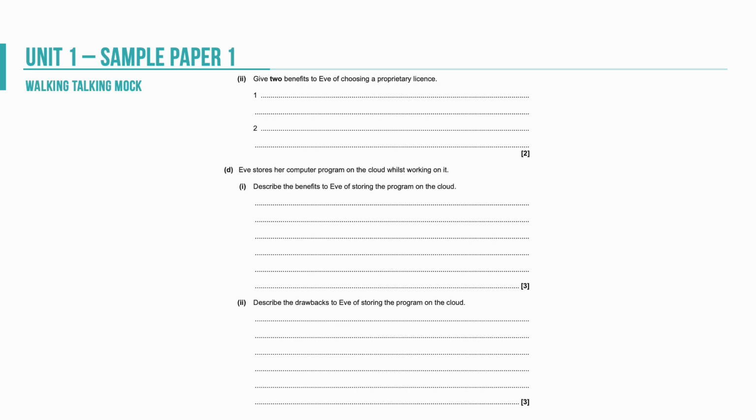Getting towards the end of the paper now, we've got to give 2 benefits to Evie of choosing a proprietary license. So what this is really asking is, do you know what a proprietary license is? Well, that's the one where she can charge money for it. She's not going to give it away for free, so she's going to make money. It can also restrict what others can do to the software, potentially keeping the quality of the software higher. So by allowing anyone to edit it, we might be getting bugs included from some people who aren't particularly good at programming. Proprietary license leaves Evie in total control of who can edit her code.